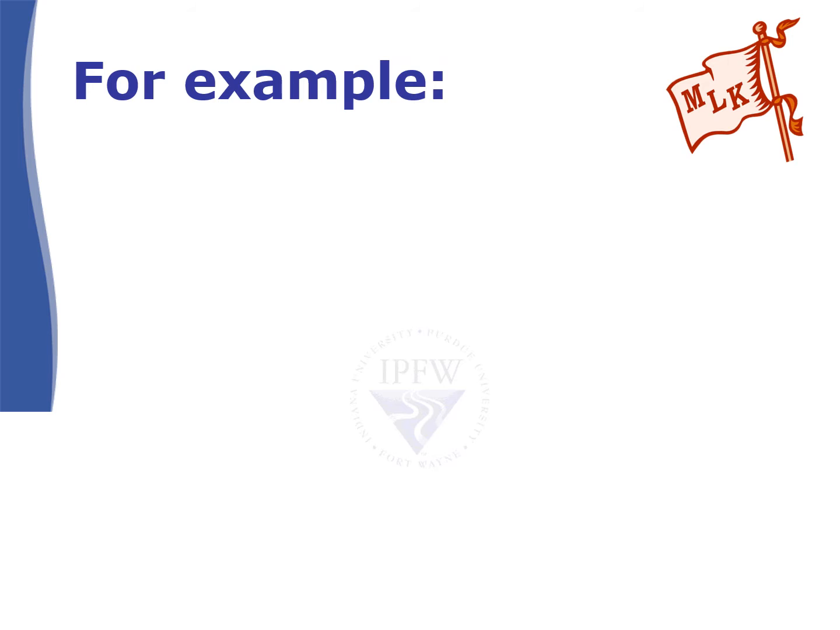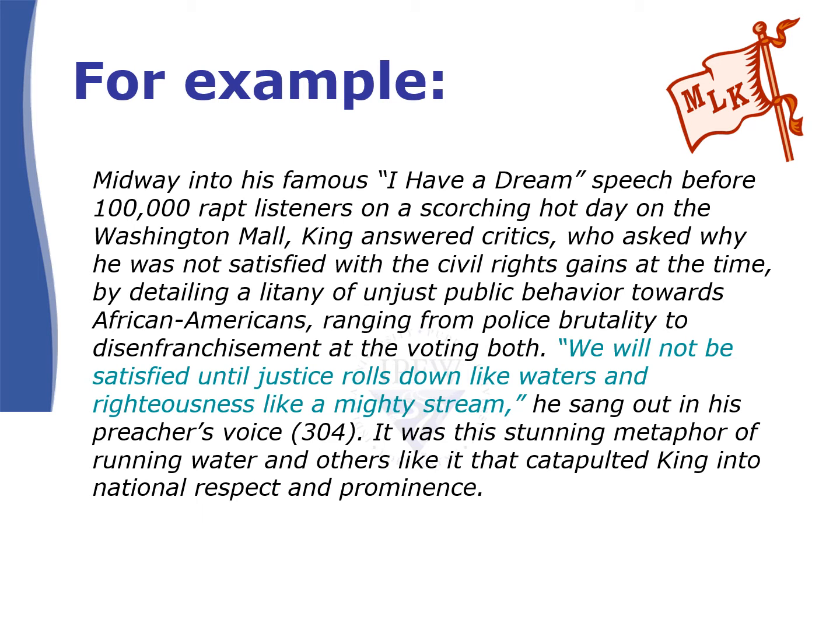For example, midway into his famous I Have a Dream speech before 100,000 rapt listeners on a scorching hot day on the Washington Mall, King answered critics who asked why he was not satisfied with the civil rights gains at the time by detailing a litany of unjust public behavior towards African Americans, ranging from police brutality to disenfranchisement at the voting booth. His quote, "We will not be satisfied until justice rolls down like waters and righteousness like a mighty stream," he sang out in his preacher's voice.